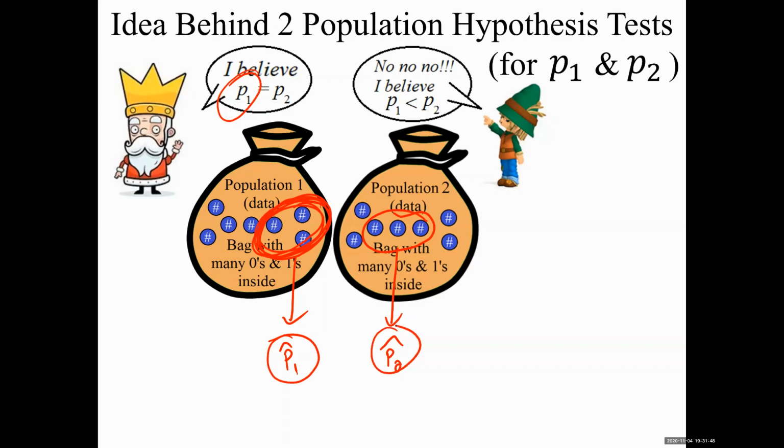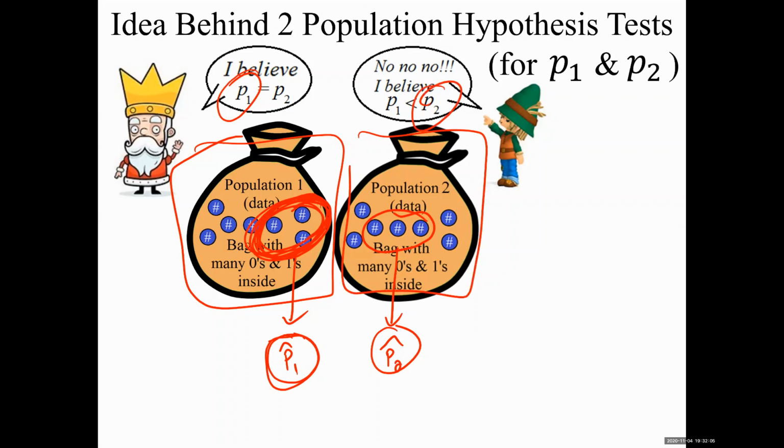And based off the P1 hat and the P2 hat answers, we're going to decide who to believe. They're not arguing over P1 hat and P2 hat. They're arguing over P1 and P2. P1 is a percentage of yeses in the entire bag. P1 hat is a percentage of yeses just in the sample part, just part of the bag. P2 is the percentage of yeses in this entire bag on the right, but we don't know that number. So we take a sample, we calculate P2 hat. That's the percentage of yeses in our sample.